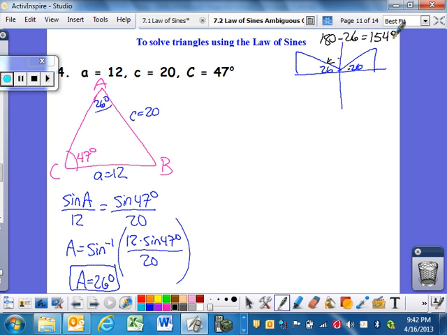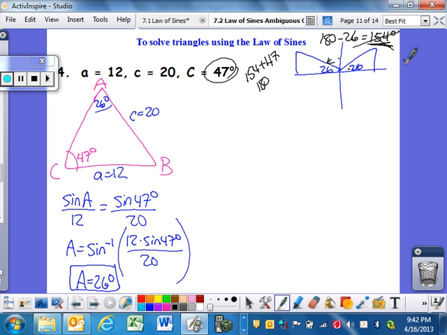Can I use that? 154 plus the actual number that's given is already over 180 degrees. Okay? So we actually can't use the 154 at all. This means that there's only one triangle. So this is how one triangle happens.